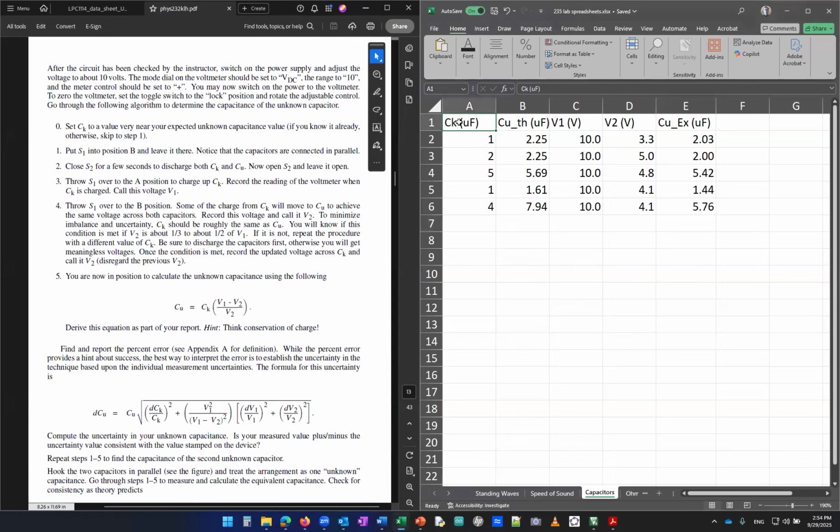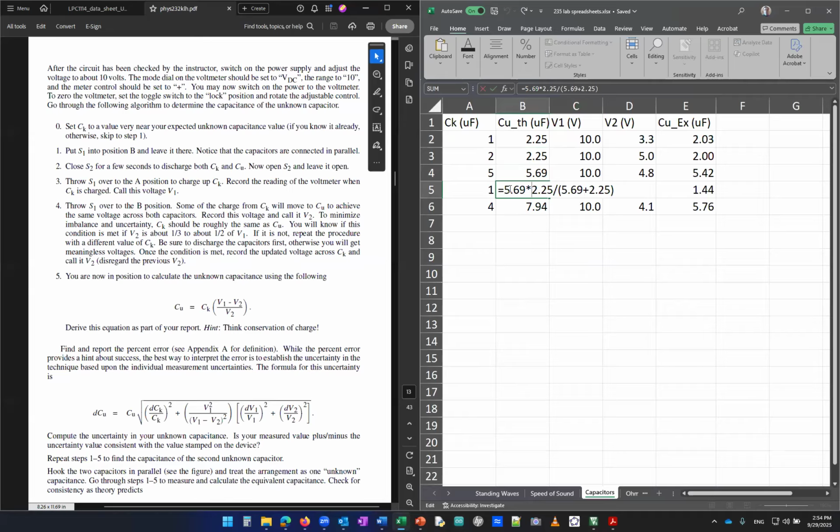The CK is the known capacitor. CU theory is the unknown capacitor. This is in theory, though: the capacitor is marked with 2.25 microfarads, and the other one is marked with 5.69 microfarads. And when they're in series, this is supposed to be the result.